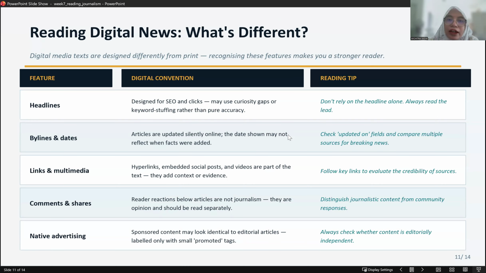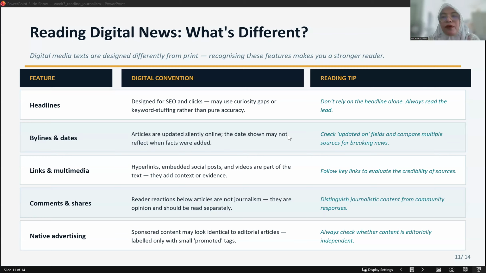Okay, now we move to digital communication. So what's different between print news articles and online news articles? I'm sure now many of you don't read print articles anymore. You read news through online channels, from your social media feed, or from your browser and so forth. Digital media texts are designed differently from print. So you need to recognize these features to make you a stronger reader. The first feature is the headline.